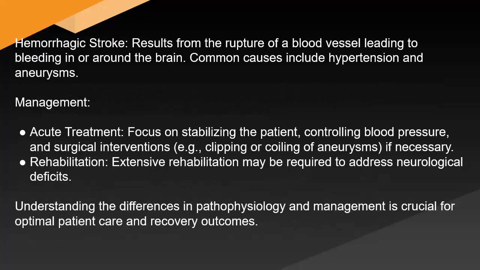Hemorrhagic stroke results from the rupture of a blood vessel leading to bleeding in or around the brain. Common causes include hypertension and aneurysms. Management: acute treatment. Focus on stabilizing the patient, controlling blood pressure, and surgical interventions e.g. clipping or coiling of aneurysms if necessary. Rehabilitation: extensive rehabilitation may be required to address neurological deficits. Understanding the differences in pathophysiology and management is crucial for optimal patient care and recovery outcomes.